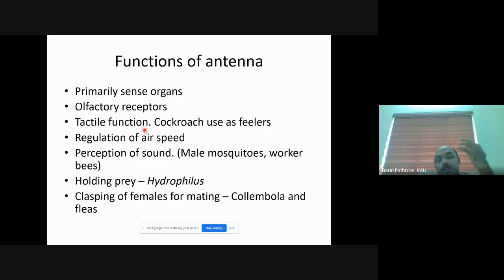It's not actually regulation of airspeed, it is to detect the speed of the air. That's what I told you. The pedicel has a sensory organ, a chordotonal organ called Johnston's organ. The function of Johnston's organ is to detect the air speed. We were discussing locusts in the last few classes. Now North India is having a severe outbreak of locusts.